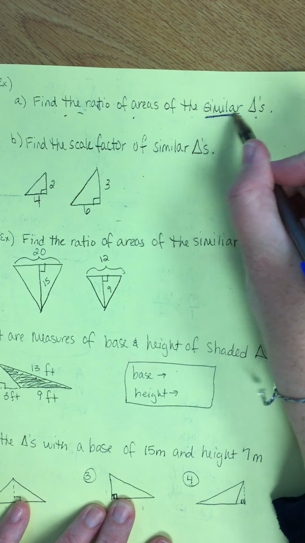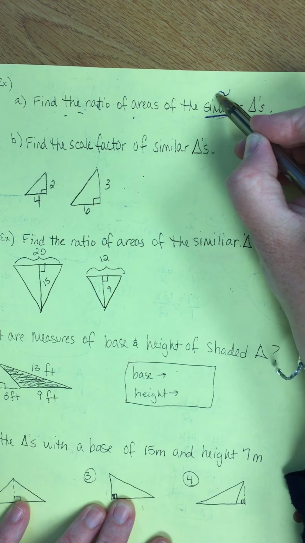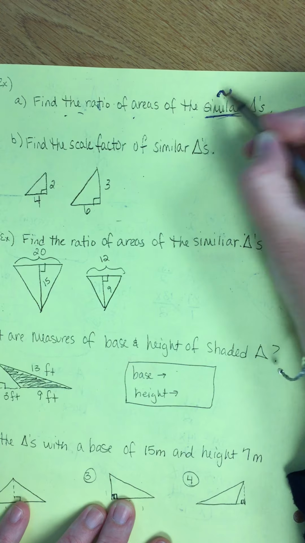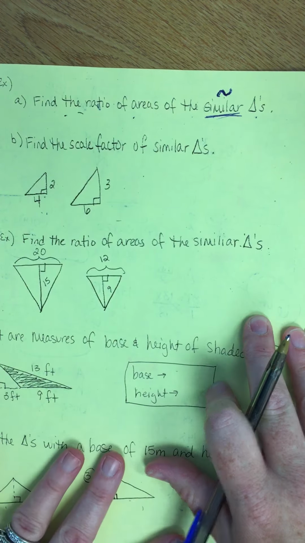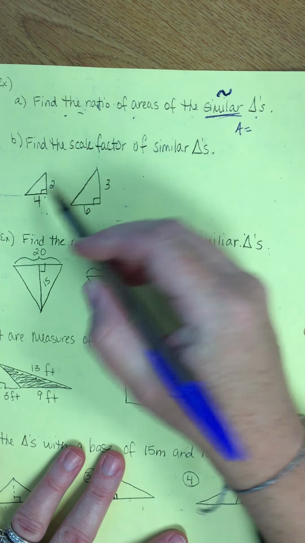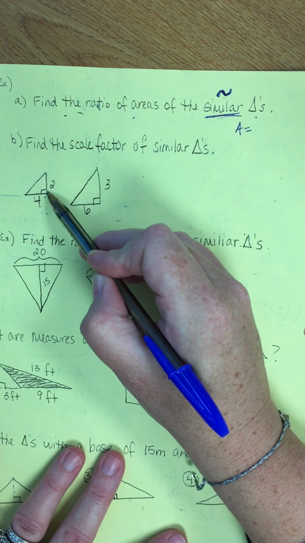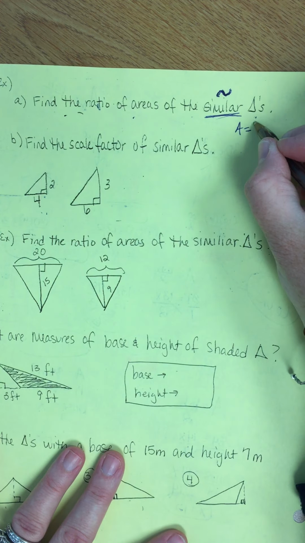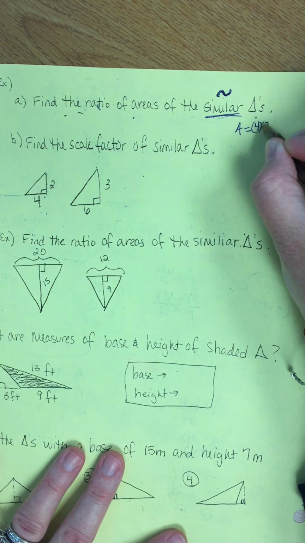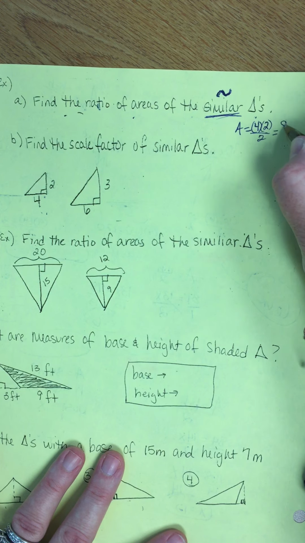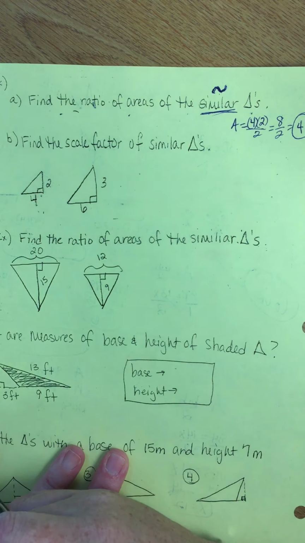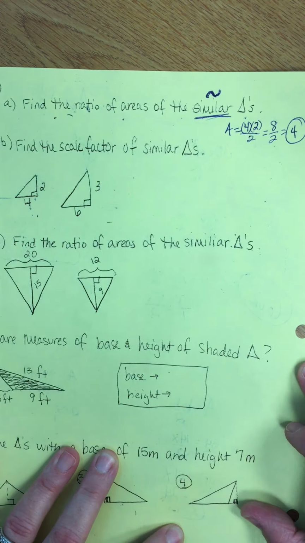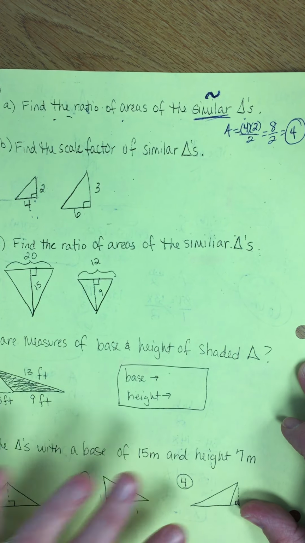The important part is they have to be similar. Remember our squiggle? All right, so let's find the area. This will be our first triangle. The area of the first triangle: our base is 4, our height is 2. 4 times 2 divided by 2. 8 over 2 is 4. So our first triangle has an area of 4.